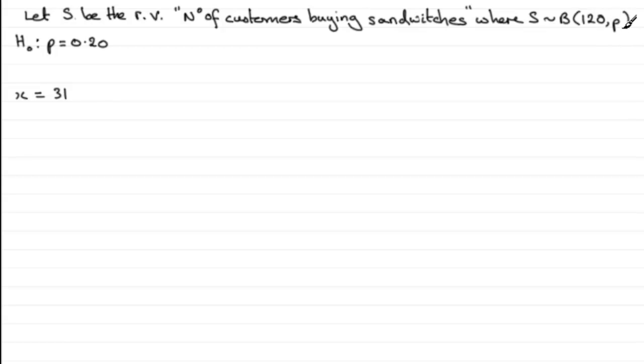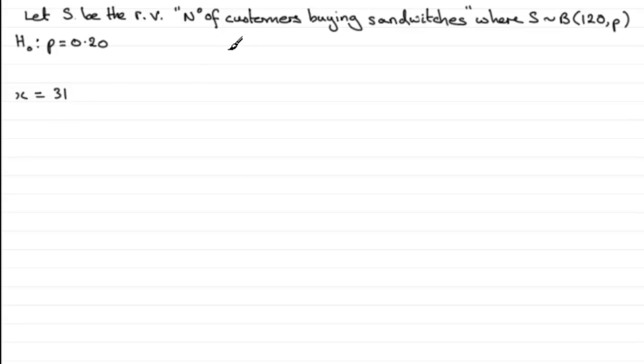120, and I've just put the other parameter p here. And p, under the null hypothesis, the shopkeeper says that the proportion buying sandwiches before refurbishment was 0.20, 20%. But after refurbishment, he tests the sample of 120 customers and finds that 31 of them buy sandwiches.